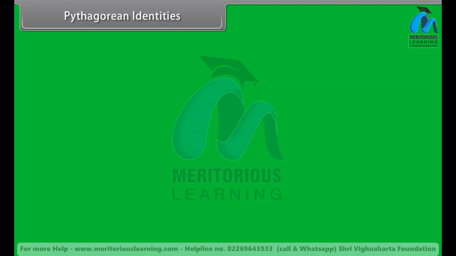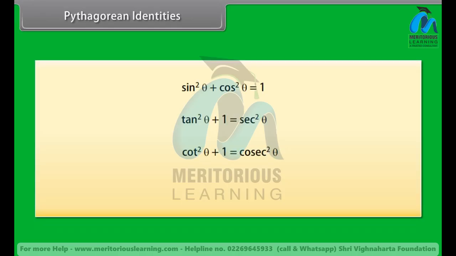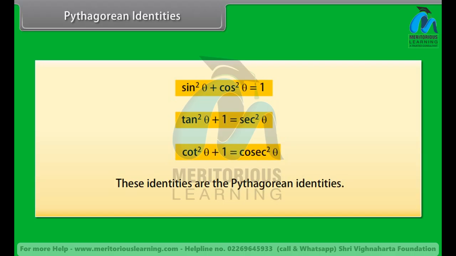Pythagorean identities. Have a look at these identities. Sin² theta plus cos² theta is equal to 1. Tan² theta plus 1 is equal to sec² theta. Cot² theta plus 1 is equal to cosec² theta. These identities are the Pythagorean identities.